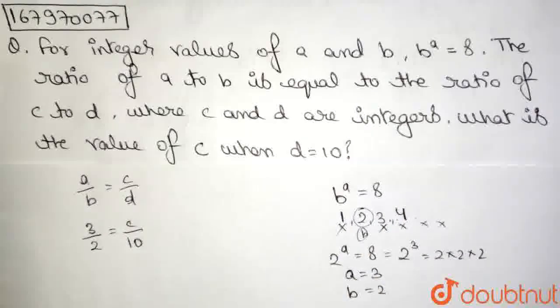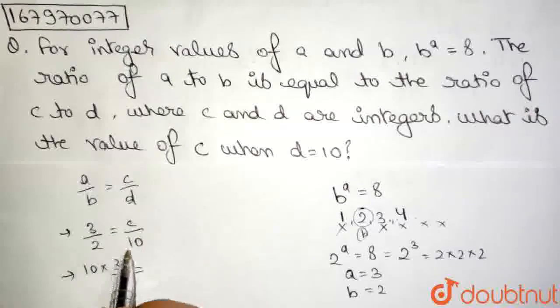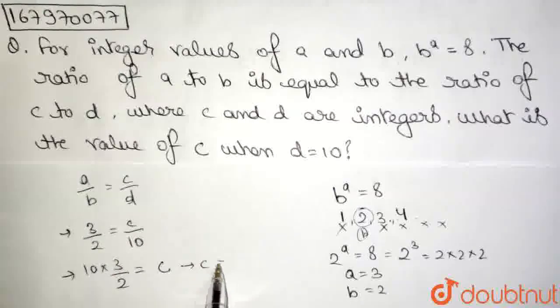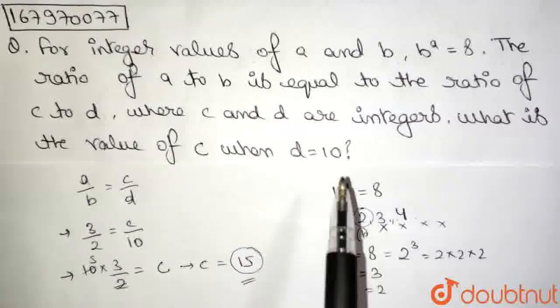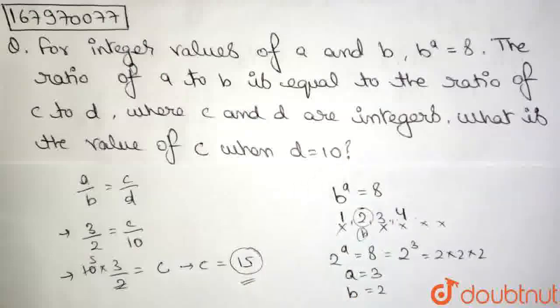Now if we multiply both sides by 10 in order to cancel this value of 10, we get 10 times 3 upon 2 is equal to c, since the 10 is cancelled out. Or I could simply say that c is equal to 5 into 3, which is 15. So c has a value of 15. So we have obtained the value of c as 15 for this particular question, and this is the answer.